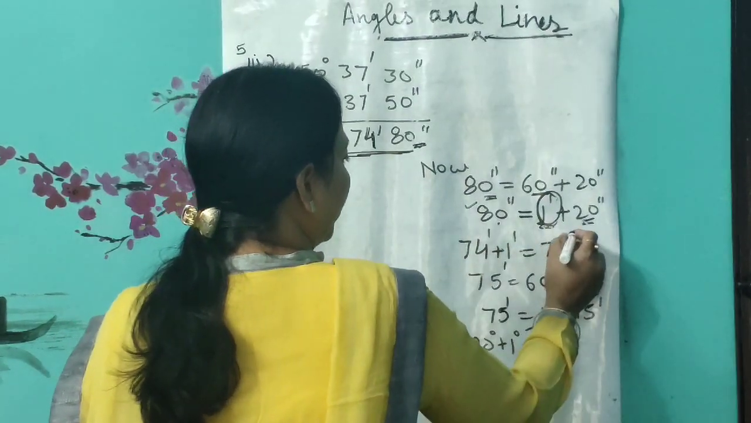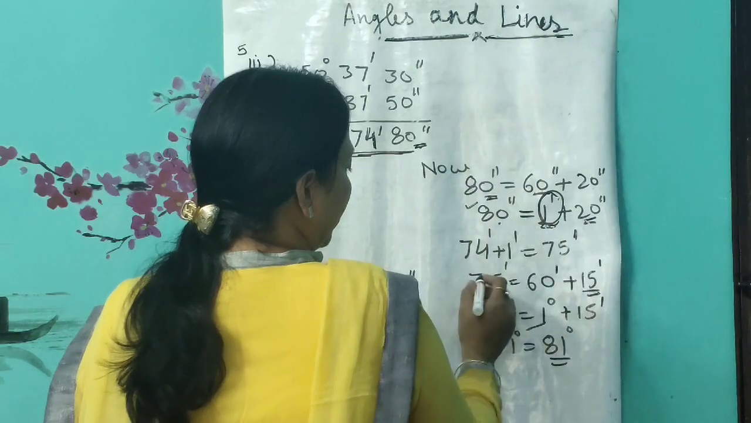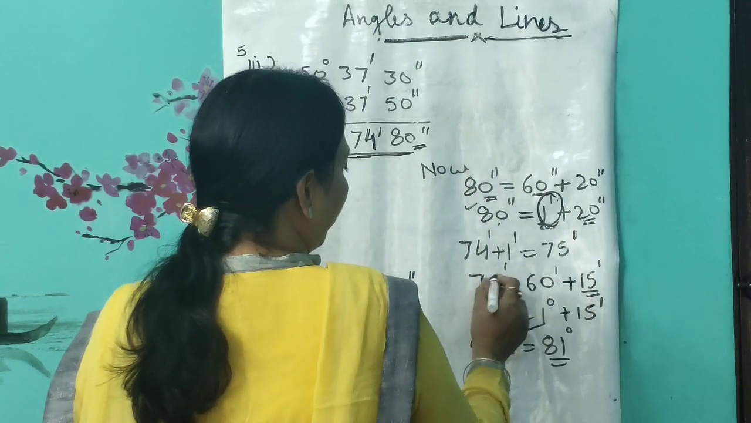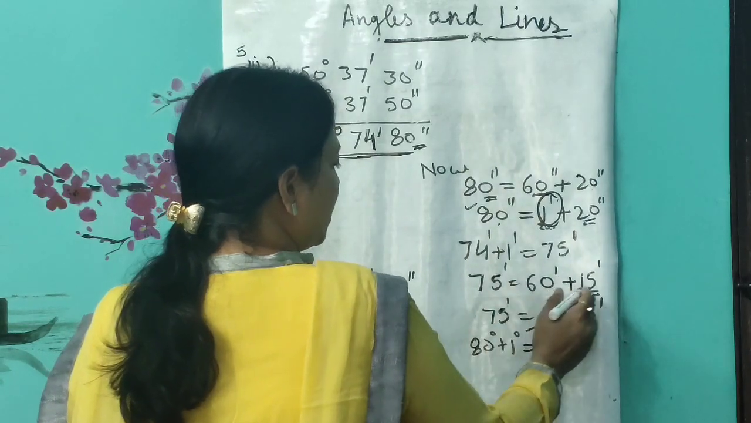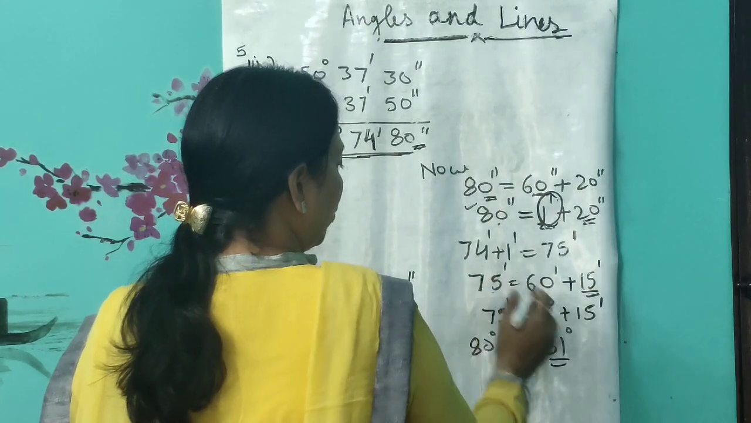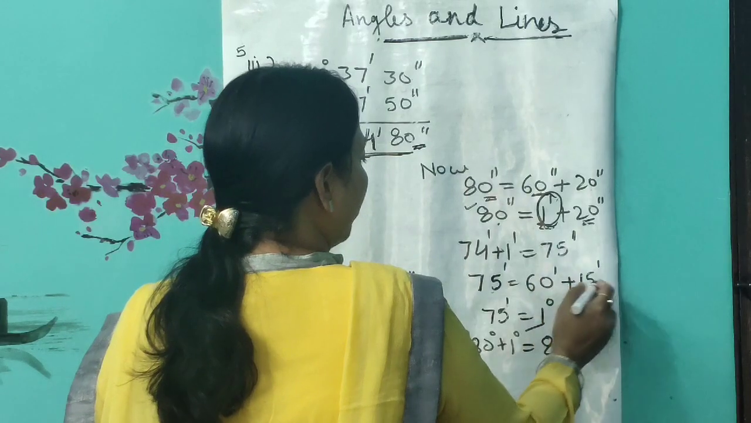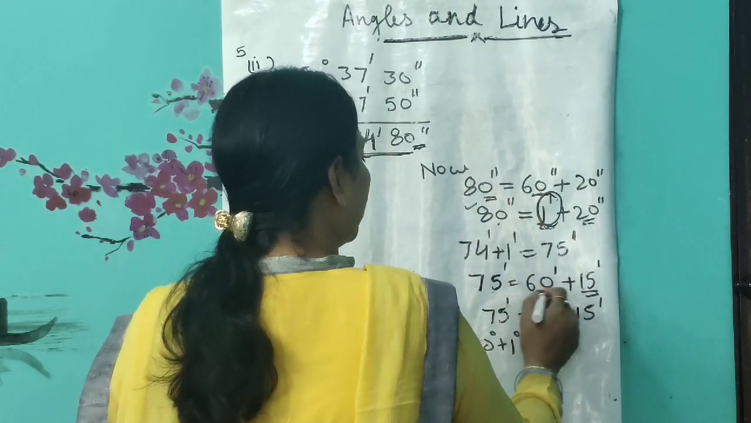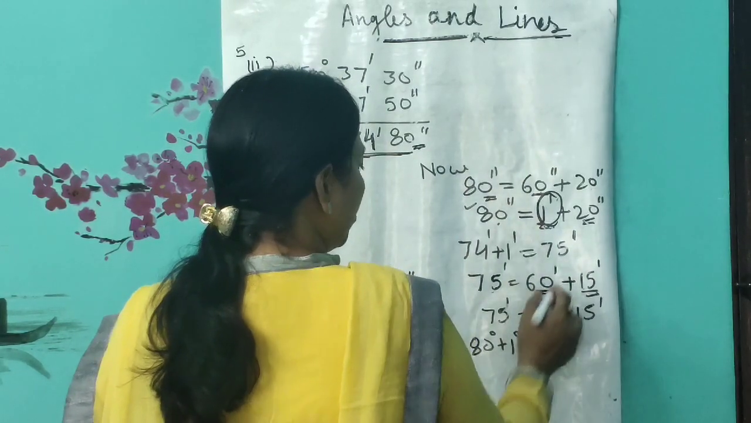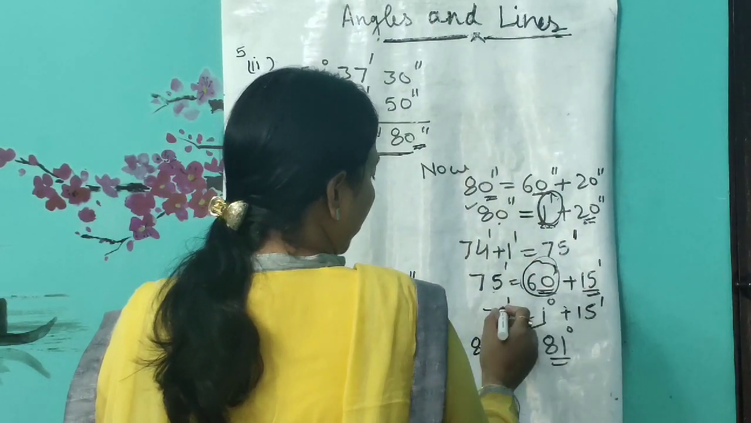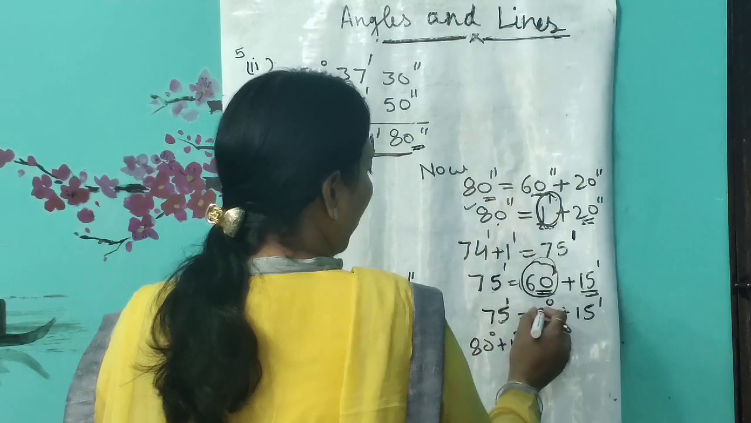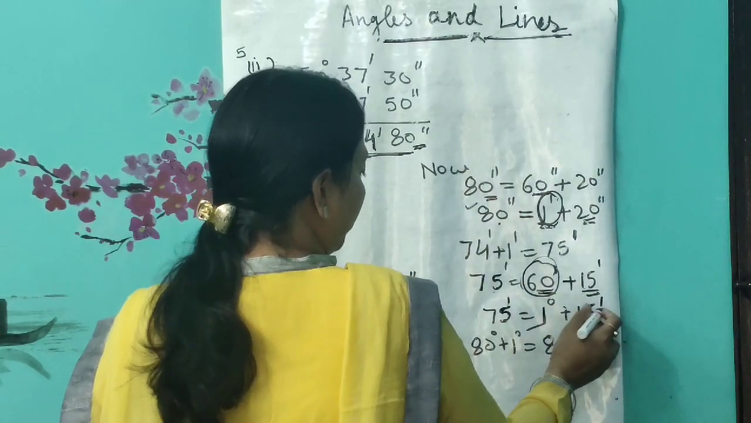It will be 75 minutes. Now again break this 75 minutes and write it into two parts: 60 minutes plus 15 minutes. 75 minutes is equal to 60 minutes plus 15 minutes, and 60 minutes is equal to 1 degree. So replace this 60 minutes by 1 degree. So 75 minutes is equal to 1 degree 15 minutes.